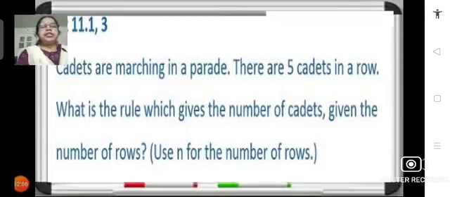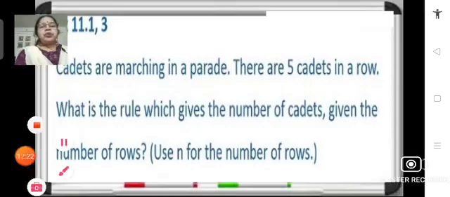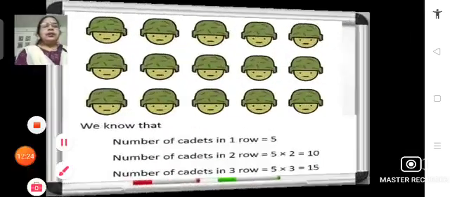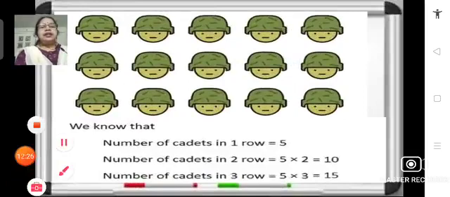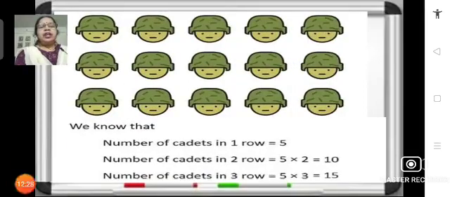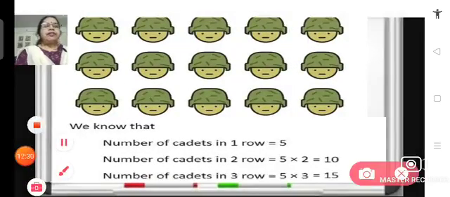So here we have question number 3, exercise 11.1. Cadets are marching in a parade. There are 5 cadets in a row. What is the rule which gives the number of cadets given the number of rows? Use n for the number of rows. So how do we solve this problem? We can see that the number of cadets in one row is 5, isn't it? So in one row the number of cadets is 5.